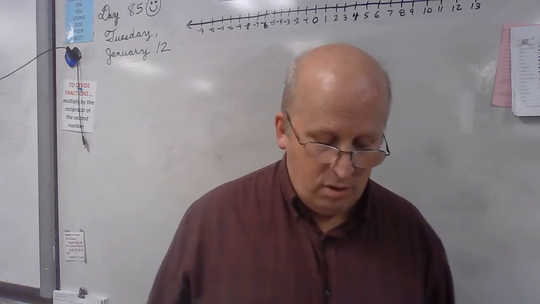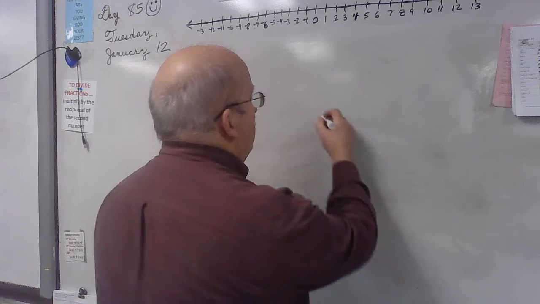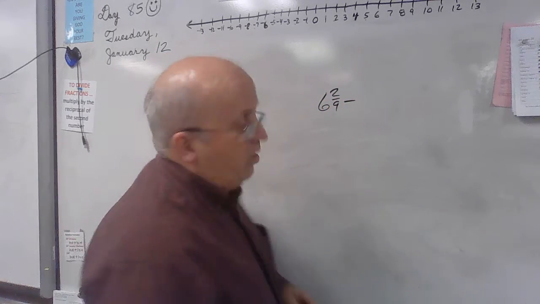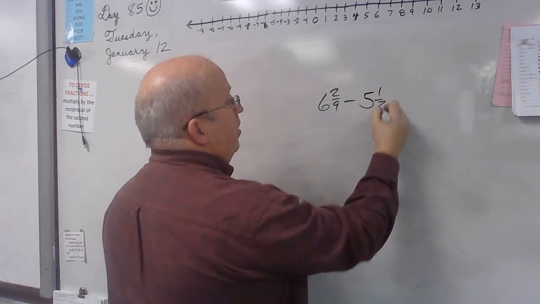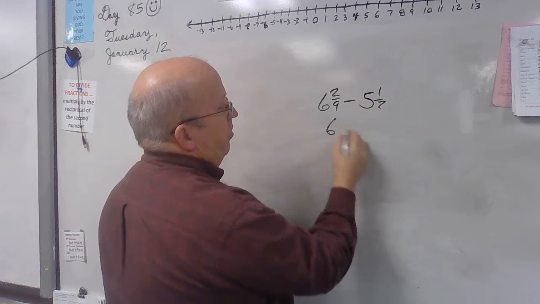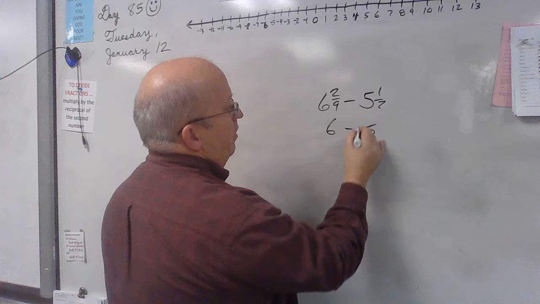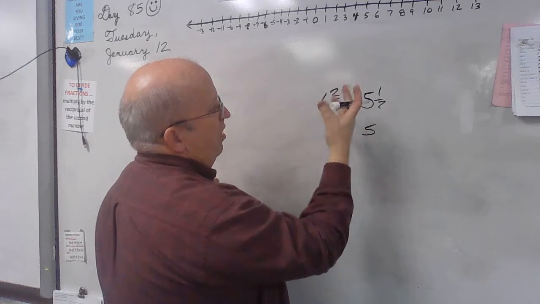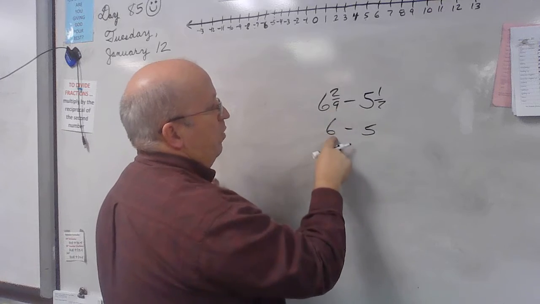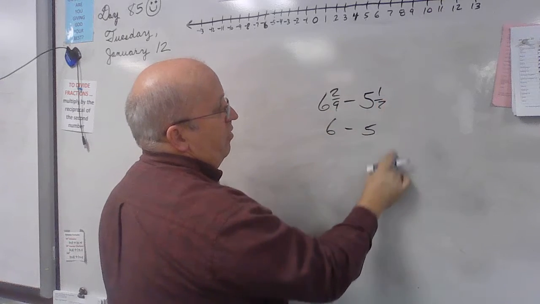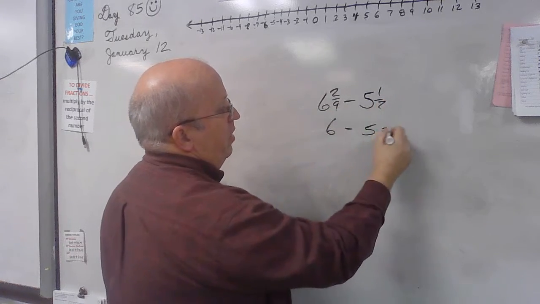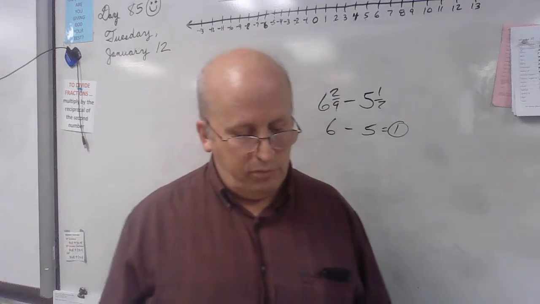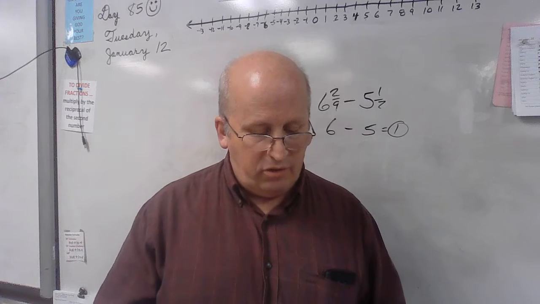So I'm going to pick out number 8. Number 8 says 6 and 2/9, and they're subtracting from it 5 and 1/7. Estimating, I'm going to change this to 6 and change this to 5. Why? 2/9 is less than 1/2, so I'm going to round down to 6. And 1/7 is less than half, so I'm going to round down to 5. Gives me an answer of 1. Okay. Does that make sense? Hopefully it does.